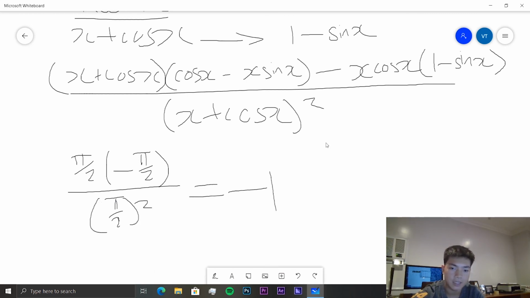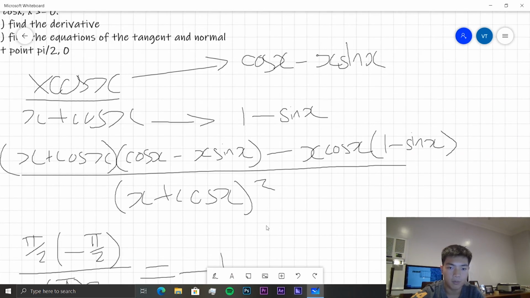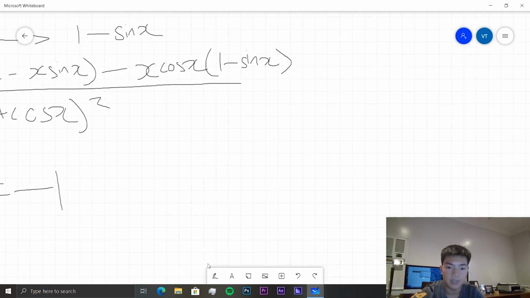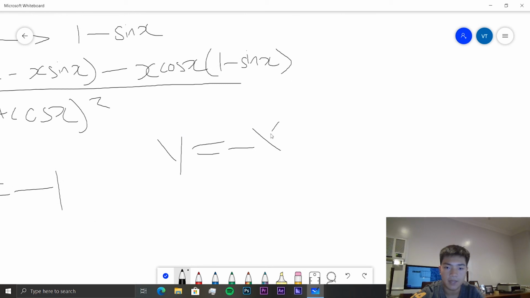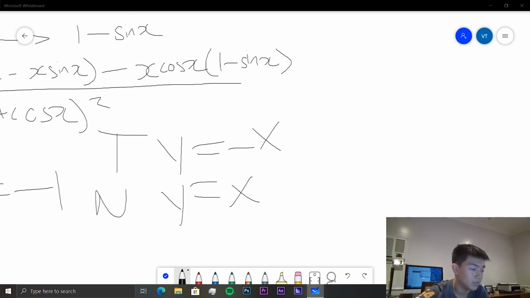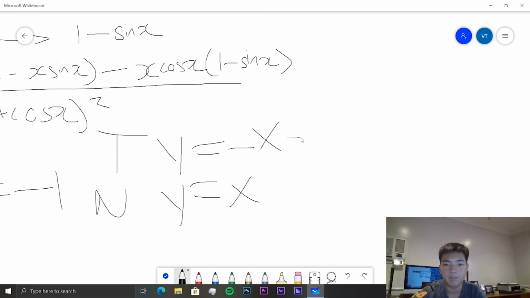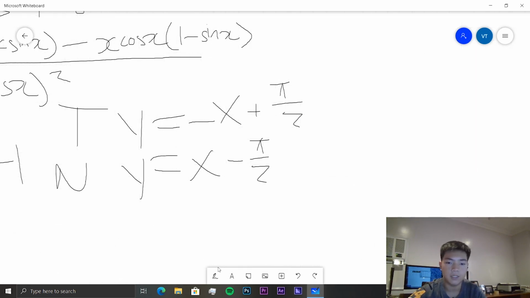So the gradient of the tangent will be -1 and of the normal will be 1. So the two equations should simply be y is equal to -x for the tangent and y is equal to x for the normal, since they both pass through the point 0. So, yeah, that should be it. Oh, sorry, no. It should be -x plus pi over 2 and x minus pi over 2, since of course the point is not at x equal to 0, it's at pi over 2, so we adjusted accordingly.